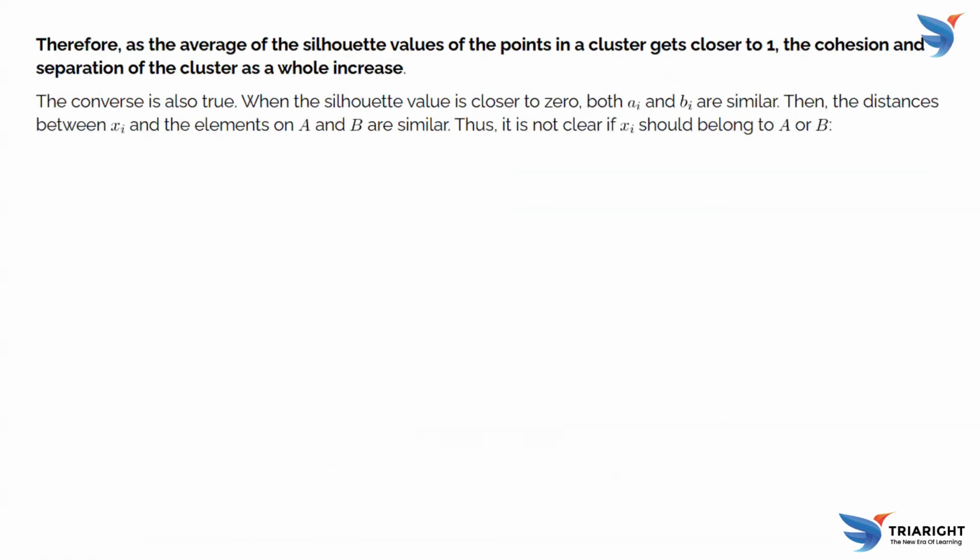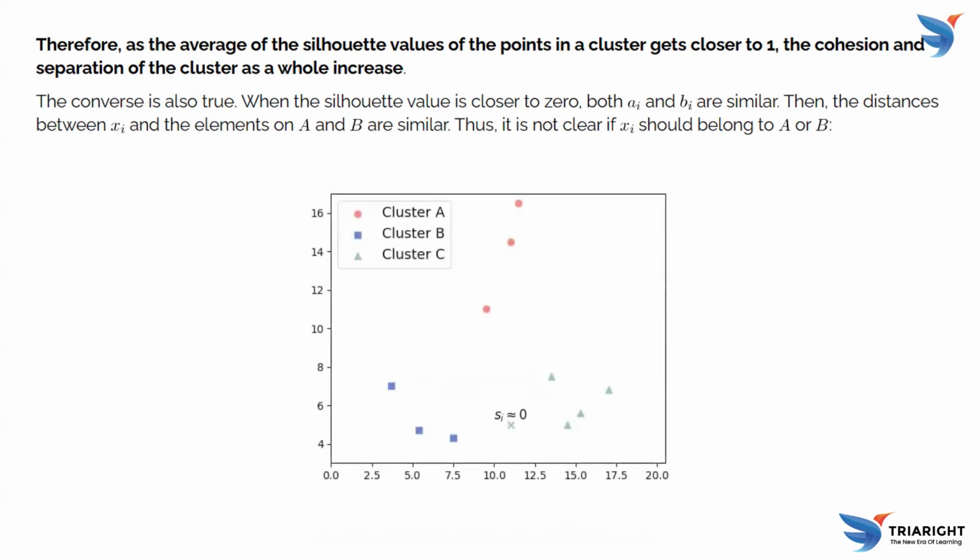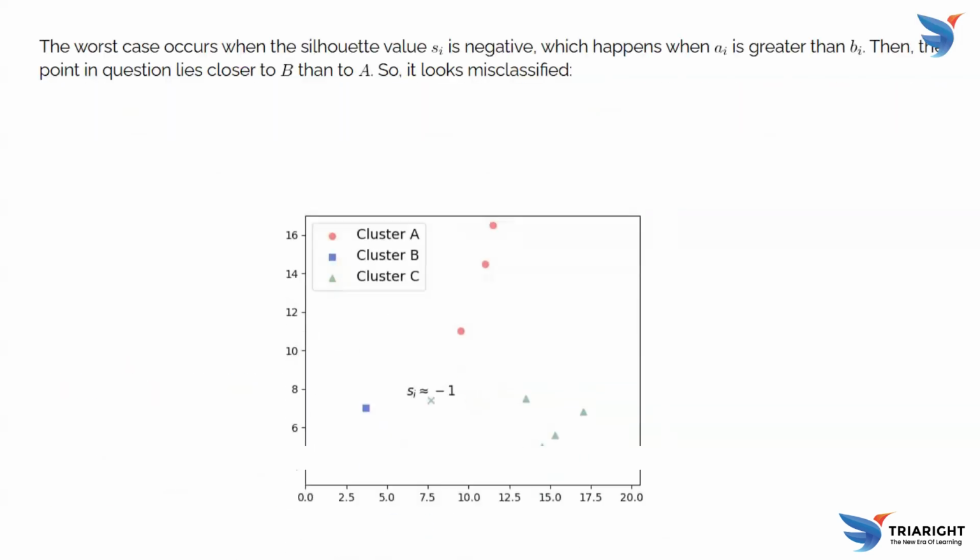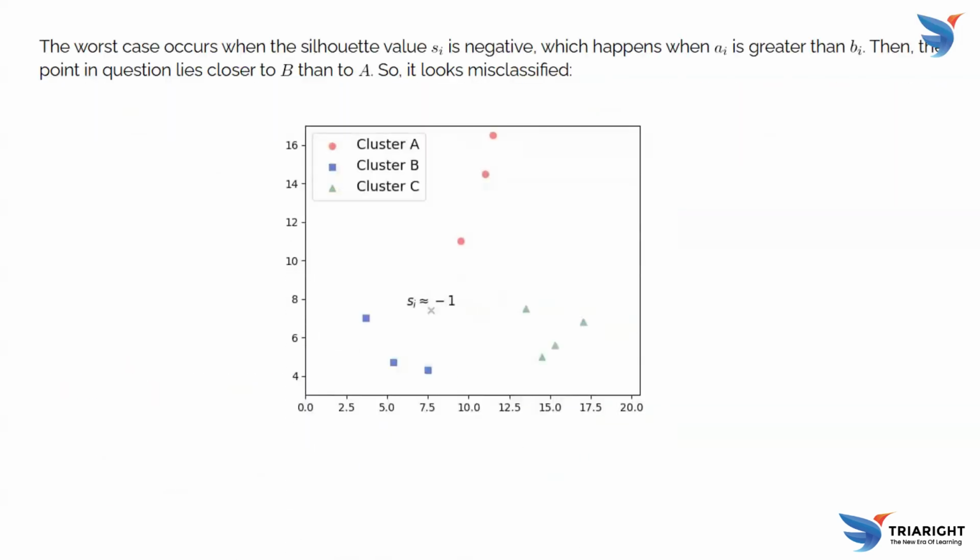Therefore, as the average of the silhouette values of the points in the cluster gets closer to one, the cohesion and the separation of the cluster increase. The converse is also true: when the silhouette value is closer to zero, ai and bi are similar, so the point is at a similar distance between xi and the elements of A and B. The worst case occurs when the silhouette value si is negative, which happens when ai is greater than bi. Then the point in question lies closer to B.